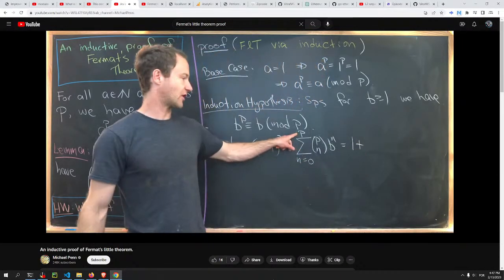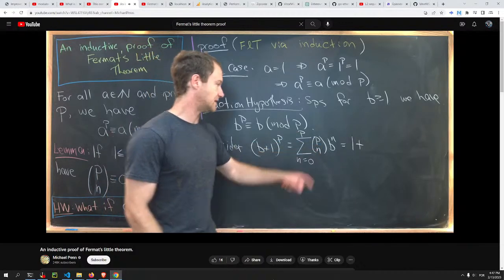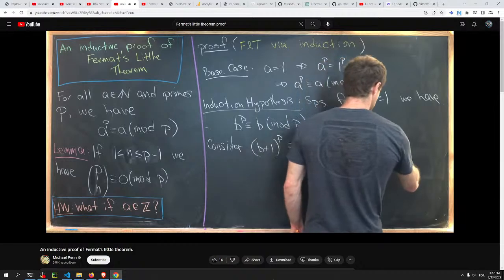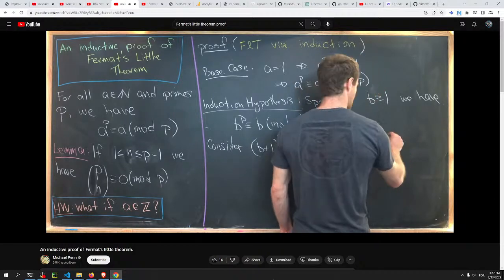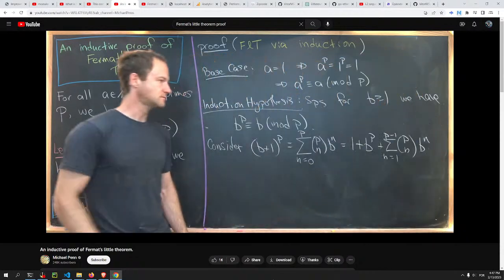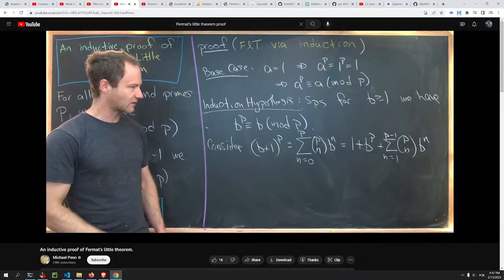And then that pth term is p choose p, which is again 1, and then b to the p. So I've got 1 plus b to the p plus the sum as n goes from 1 up to p minus 1 of p choose n, b to the n. Okay. But let's see what our lemma shows us.